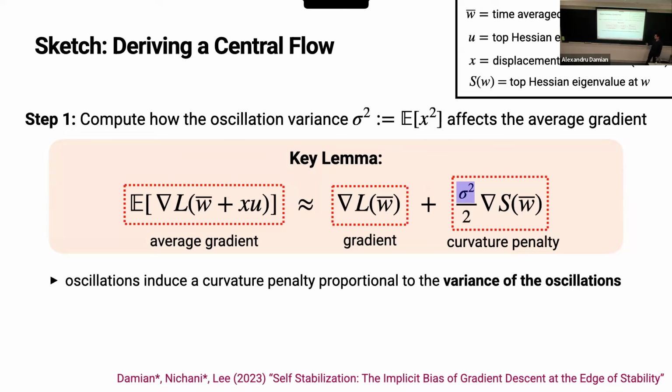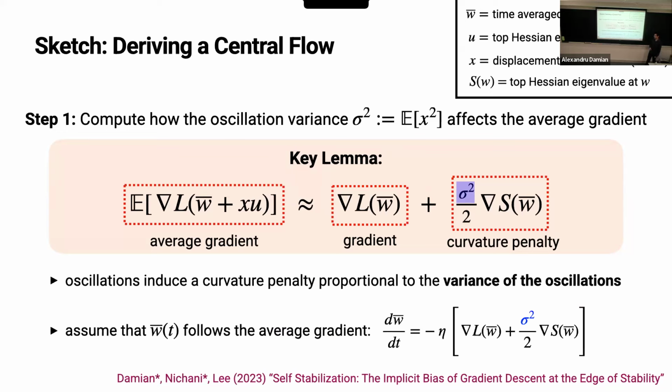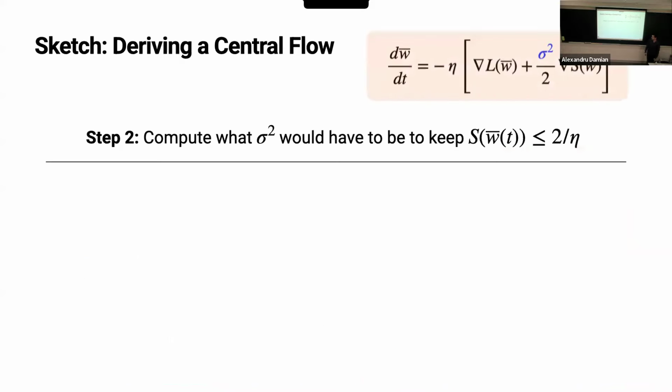So now we're just going to assume that W bar follows this average gradient. We don't know sigma squared, we don't know the variance with which we oscillate, but if we did, then W bar would have to follow this differential equation, where you just follow negative eta times the average gradient. And now our goal is to solve for sigma squared. Is everyone following the calculation so far? Great.